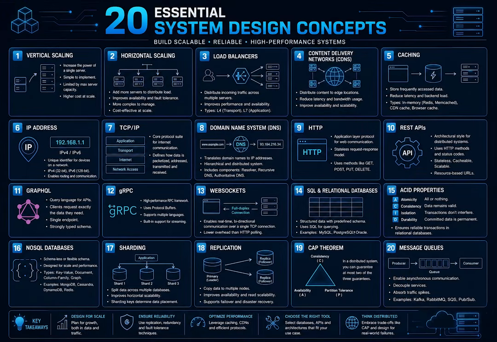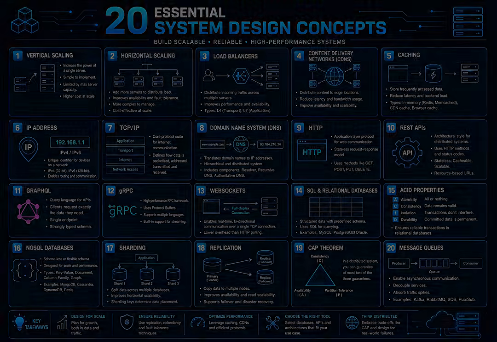System design is what separates junior coders from senior engineers who understand how to keep complex applications fast, fault-tolerant, and resilient under heavy traffic. In this video, we are breaking down 20 essential system design concepts, covering everything from networking and API architecture patterns to database scaling and distributed message queues, all explained clearly in just 10 minutes.